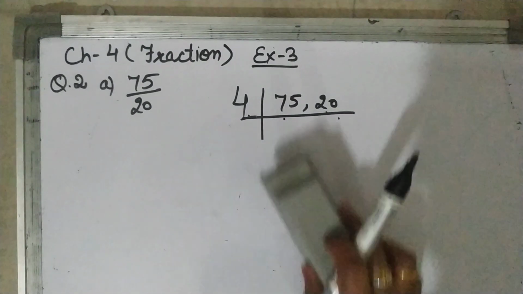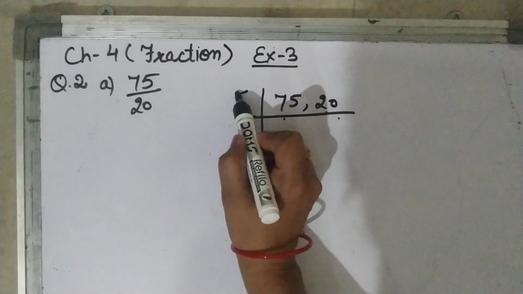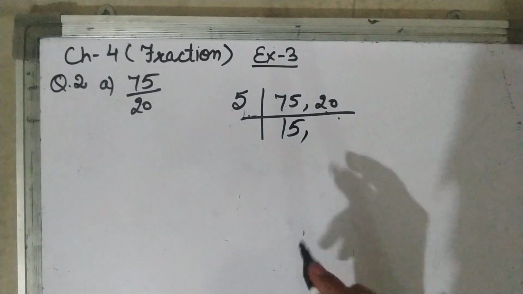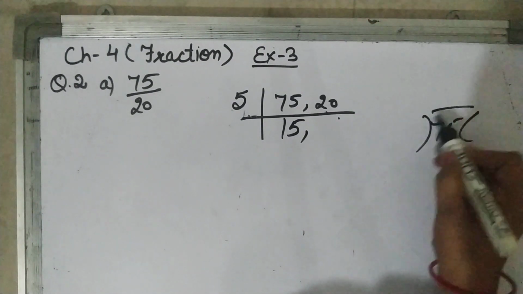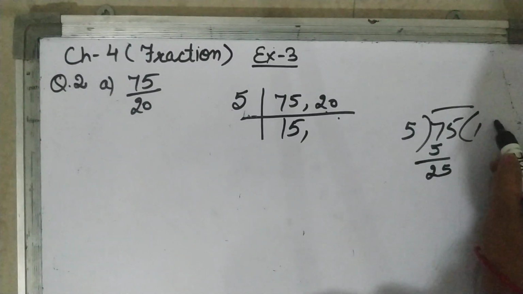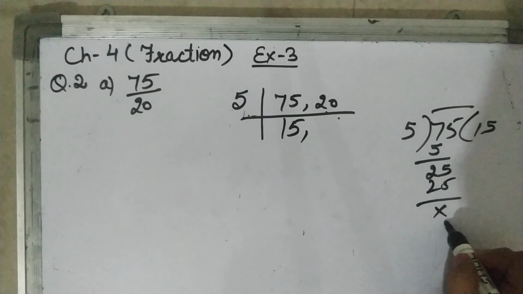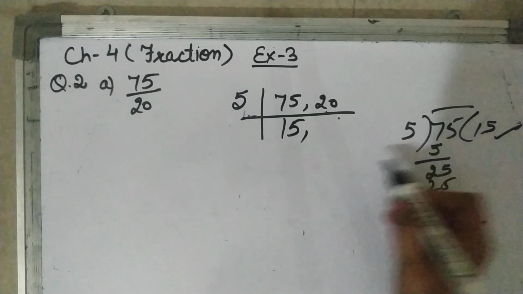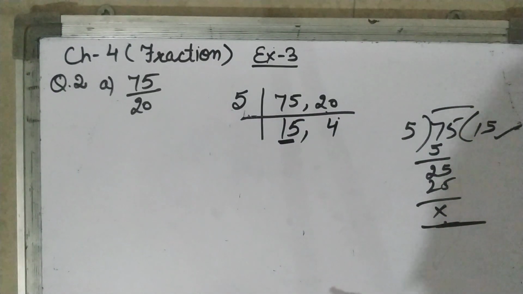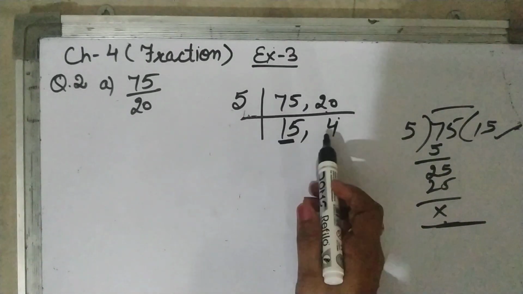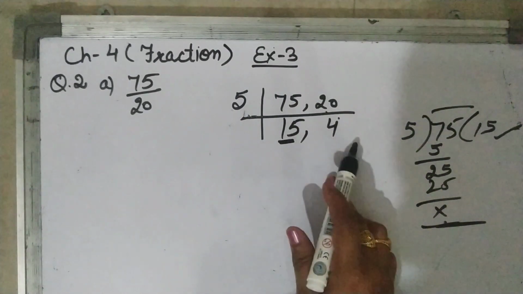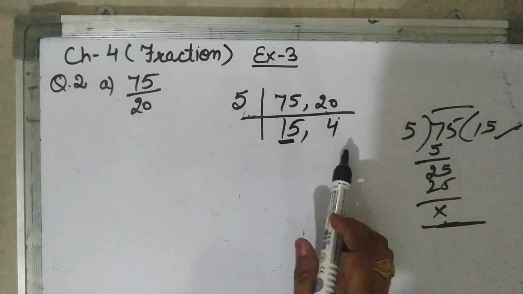Okay. After 4, I am taking 5. When we divide this by 5, yes, exactly divided, getting 15. Just check. 5 ones are 5. On subtracting, getting 2. 5 5s are 25. Exactly divided. No remainder here, and the quotient is 15. You write the quotient here. And 5 4s are 20. Exactly divided. Now, if you further want to divide both numbers by a common factor, there is no common factor of 15 and 4 by which you can divide these two.